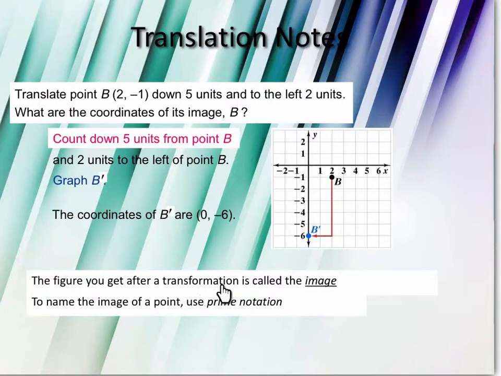The figure you get after a transformation is called the image. So this is the image of what we call the pre-image. Why don't we go ahead and write that down? This is called the pre-image. And this point is called the image. To name the image of a point, we use prime notation. You'll get very used to using prime notation. The pre-image is before we do any type of transformation to the object or the picture, and after that, we have the image.